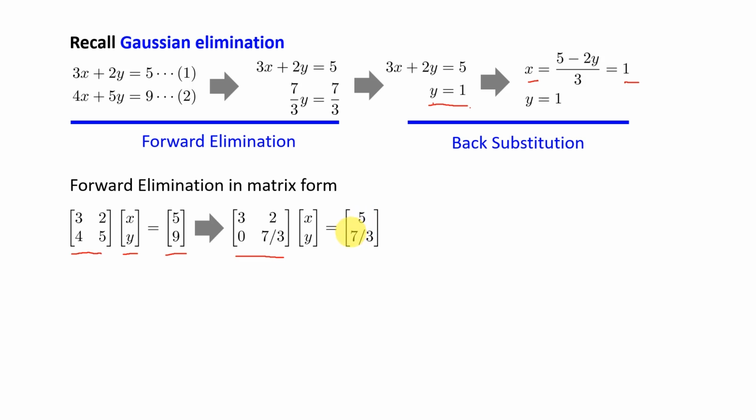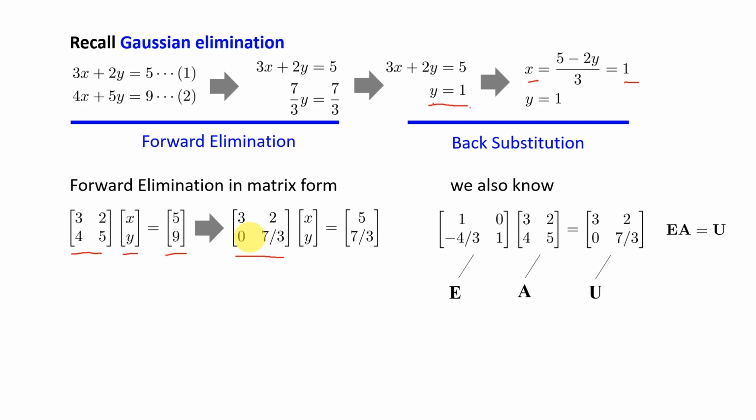As usual, there is no change in the top row, which means equation 1 is unchanged, but equation 2 changes. Now we also know that this coefficient matrix [3, 2; 4, 5] is changing to [3, 2; 0, 7/3]. This is because we are having an elementary operation here, or we are multiplying the matrix A by an elementary matrix E. And this elementary matrix here is [1, 0; -4/3, 1].